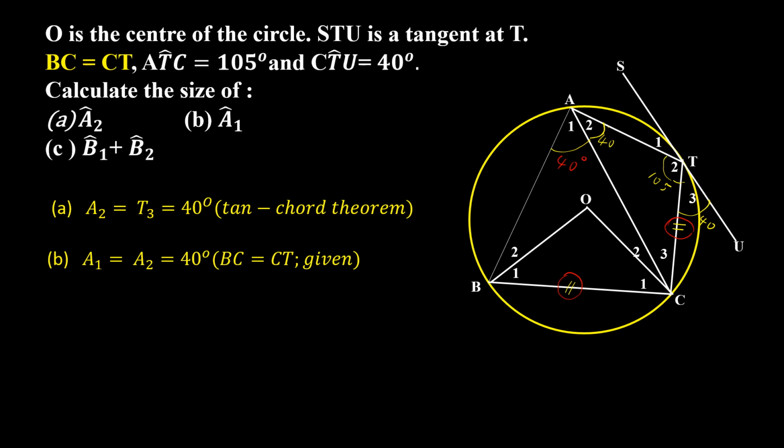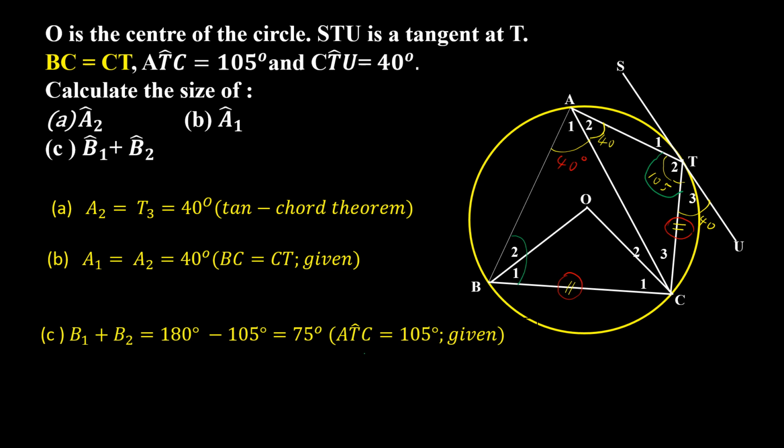Lastly, we want B1 plus B2. Here is B1 plus B2. It is an angle of the cyclic quadrilateral, so we make use of the cyclic quadrilateral theorems. We know that opposite angles of a cyclic quadrilateral are supplementary. So look at the opposite angle. How much is that? 105. So the angle B1 plus B2 is 180 minus 105, which gives 75 degrees.